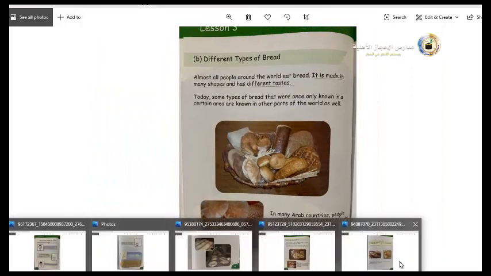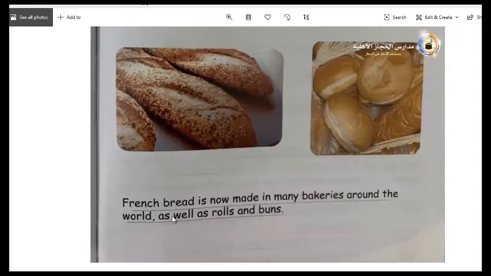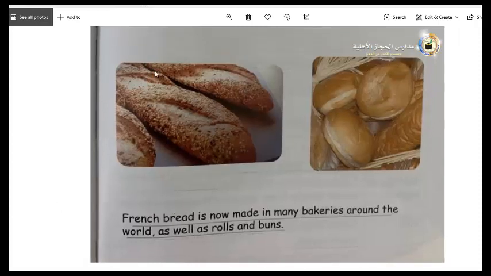The last page, what type of bread do you prefer? What do you like eating with it? So here are different types of bread. We have French bread, which is now made in many bakeries around the world, as well as rolls and buns, and we have toast and different types of bread.